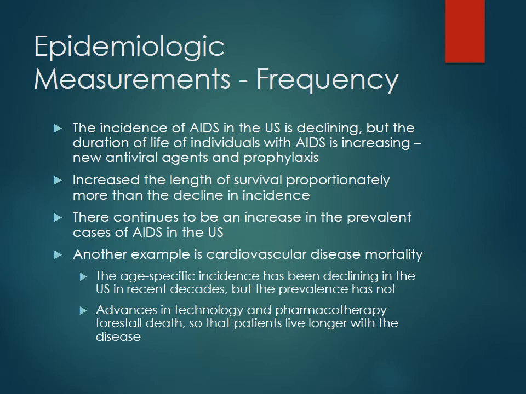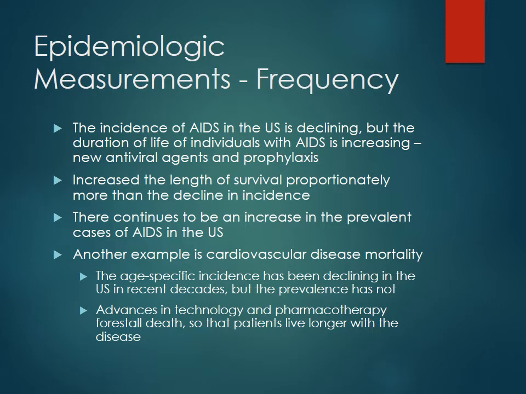So looking at the incidence of AIDS in the U.S., we know that it's declining, but the duration of life of individuals with AIDS is increasing, again, especially with more prophylaxis, new antiretroviral agents, and being able to genotype the disease to get the regimens specifically right for them. And so you're seeing an increased length of survival proportionally more so than the decline in the incidence, right? So even though we're having fewer new cases, because they're living for longer, that's outstripping the decline in new cases, and we end up seeing that the prevalence in society is still increasing.